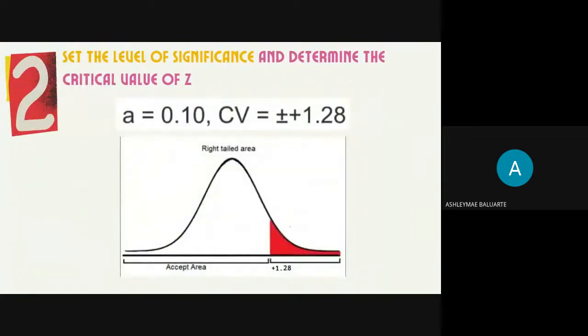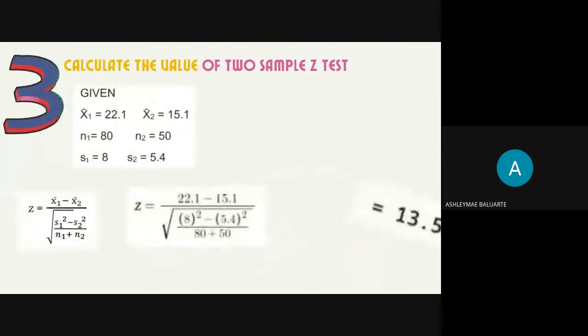Okay, second step, set the level of significance. So, ang level of significance natin is 0.10 and ang critical value na niya is positive 1.28. And okay, third step is to calculate the value of two sample z. So, okay, we have here the given. The sample mean 1 is equal to 22.1. The sample size is equal to 80 and our standard deviation is equal to 8. And for the next data, we have here the sample mean 2 is equal to 15.1 and sample size of 50 and a standard deviation of 5.4.